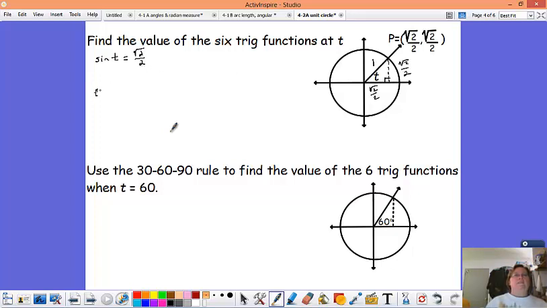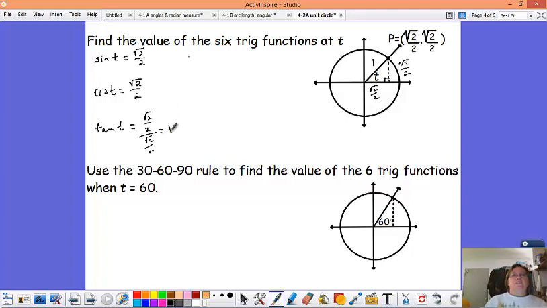The cosine of angle t is the adjacent side over the hypotenuse, so root 2 over 2 over 1 as well. The tangent here would be y over x, so root 2 over 2 all over root 2 over 2, well, any number divided by itself is 1. So the tangent at this particular location for t would be 1.